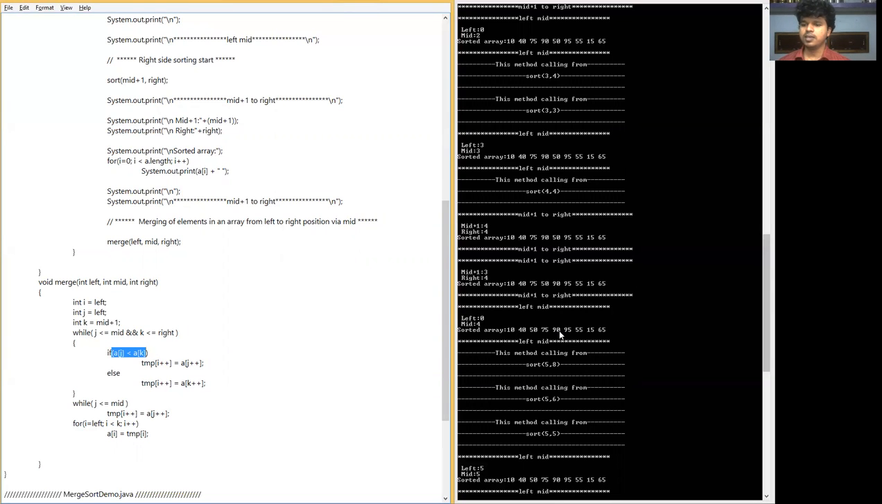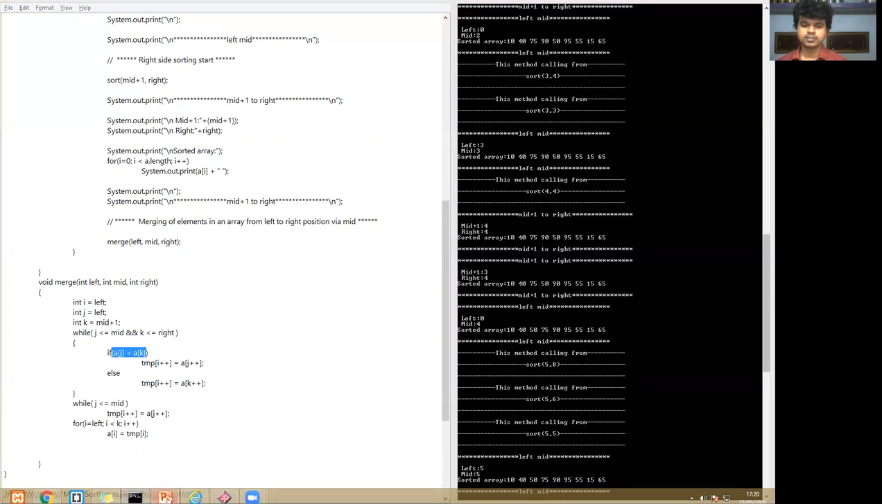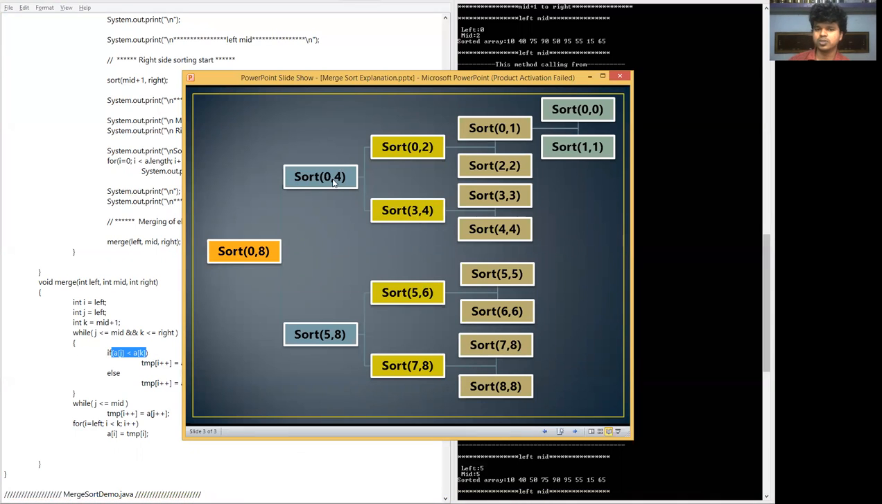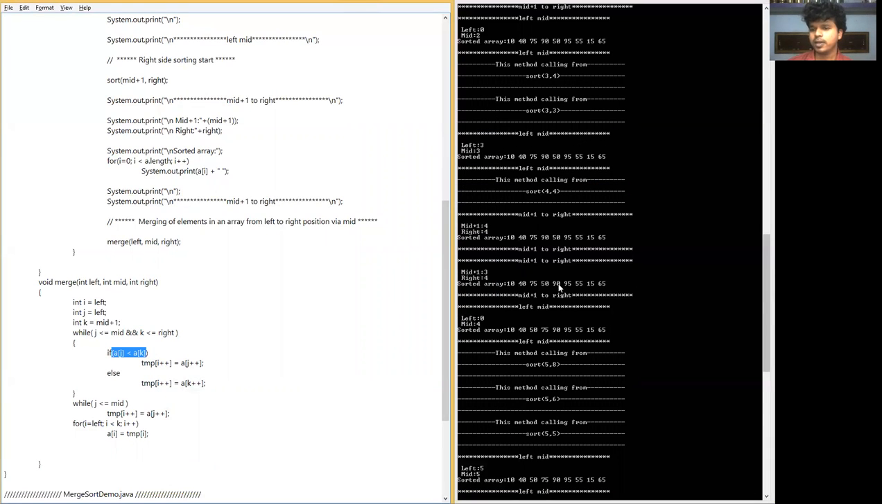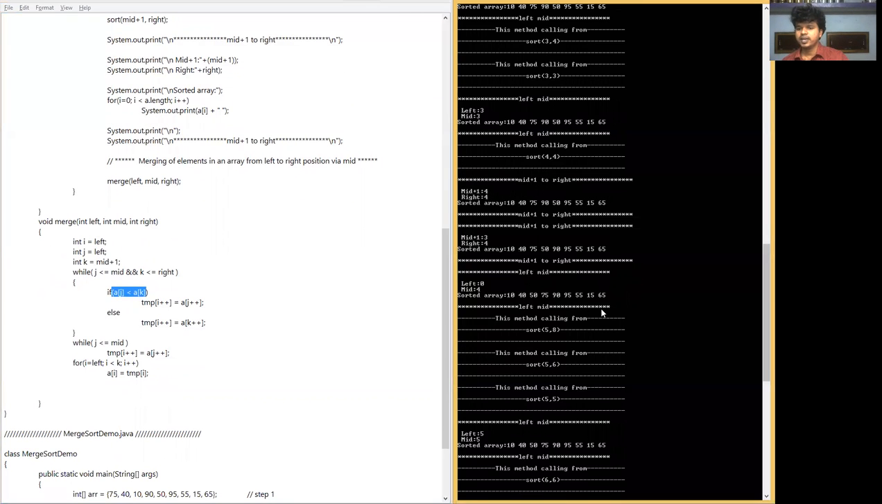You see this left hand side is up to sort 0, 4. In this array, the left hand side elements, 0 to 4, are all in ascending order. These right hand side elements are not in ascending order. So we are coming here, where 0 to 4 is over. So 5 to 8. That's why mid plus 1 to right now. Up to this, the left hand side array elements are completed.